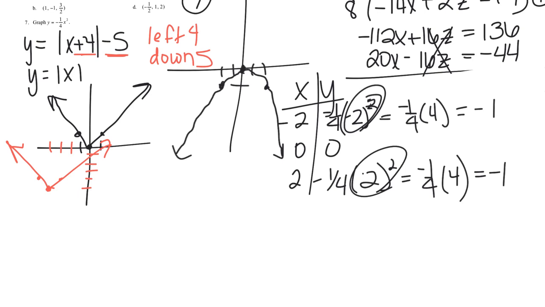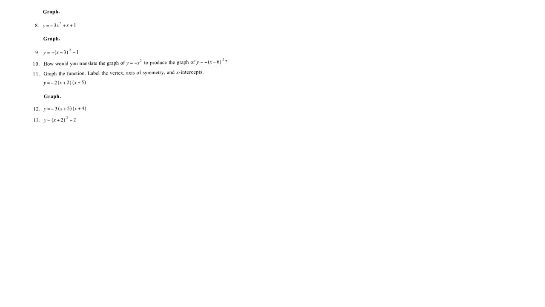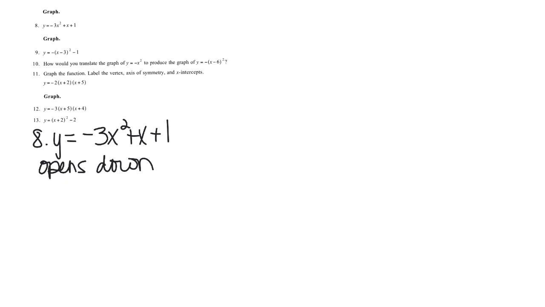Okay, next set of problems. Graph y equals -3x squared plus x plus 1. This is in standard form. So you want -3x squared plus x plus 1. What are the key features we know about this? This equation opens down. We know that because of the -3.